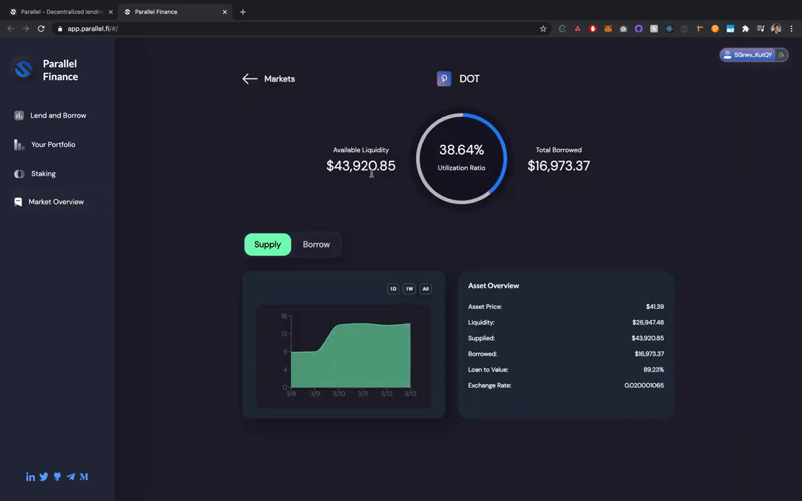page, and here we can see this is the total amount supplied by the market, and this is the total amount borrowed by the market. And then we can also see the historical supply and borrow rates.